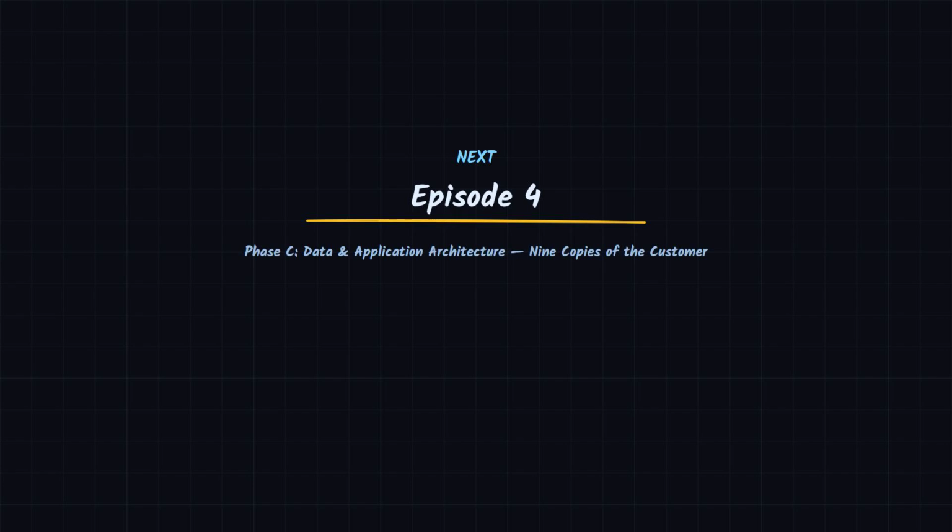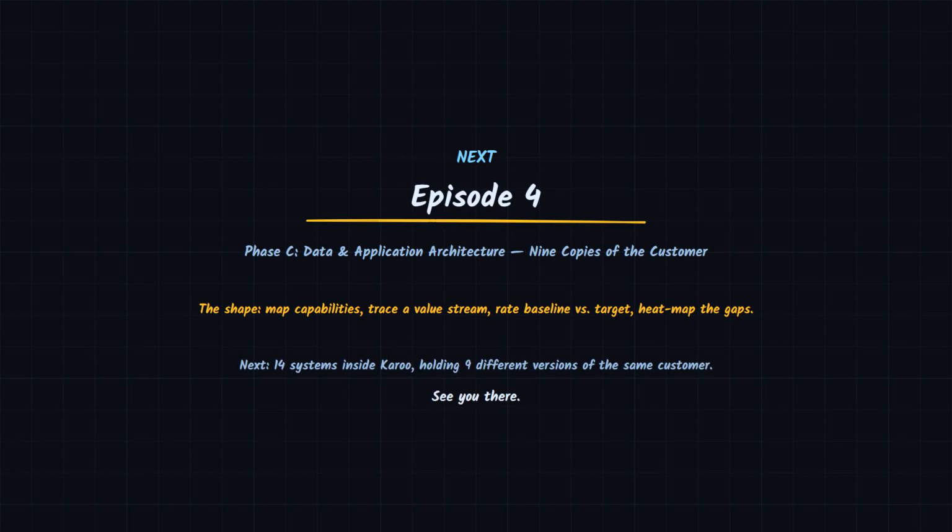Next episode, we go 1 level down into Phase C, data and application architecture, and find out there are 14 systems inside Karoo holding 9 different versions of the same customer. See you there.